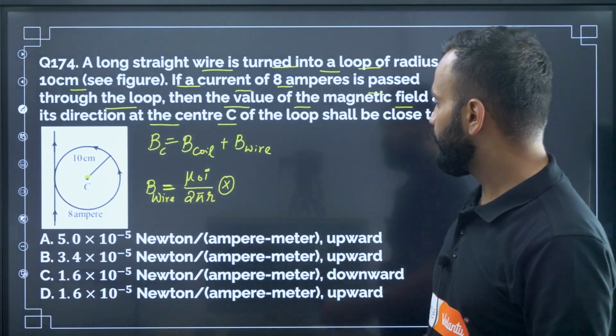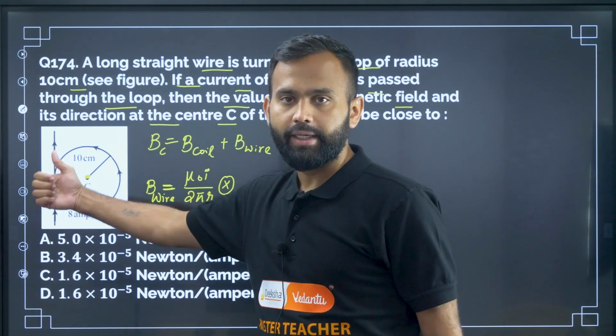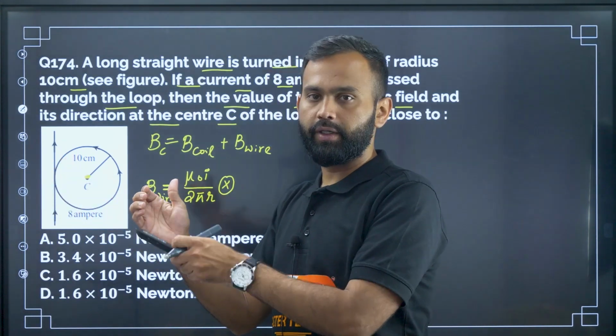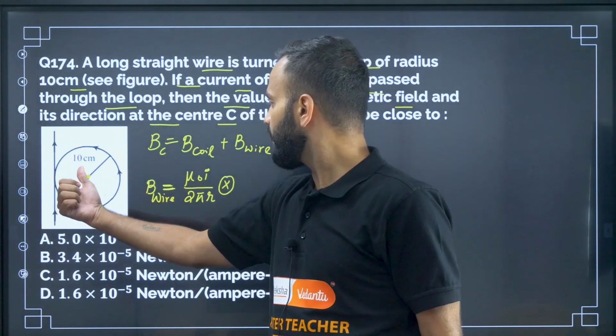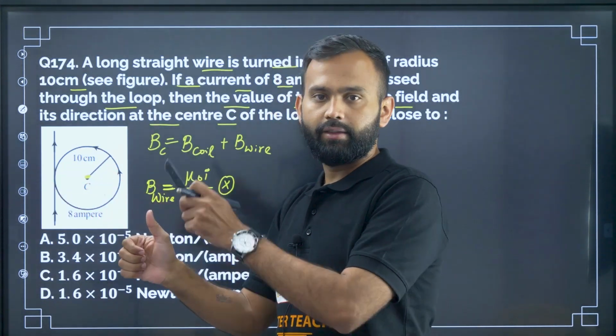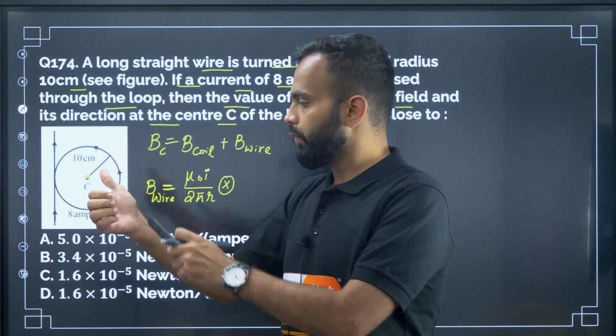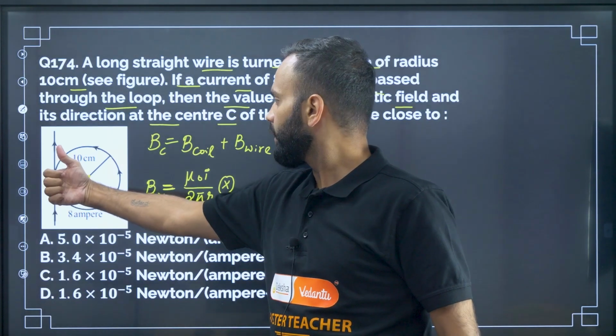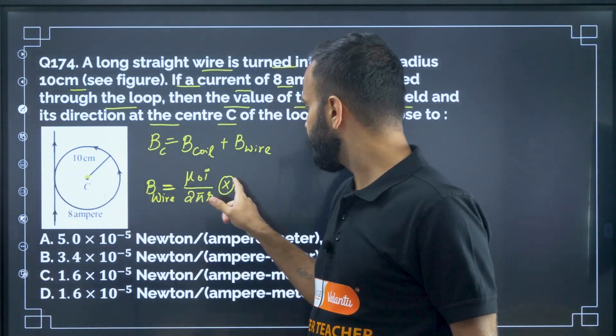So how did we get the direction? Use the right hand thumb rule. The tips of the fingers represent the direction of the magnetic field at C, and your thumb represents the direction of the current. The tips of the fingers are directed into the plane, so the magnetic field is into the plane.